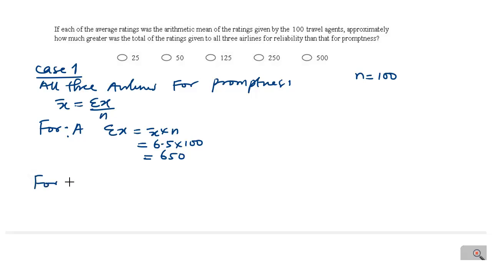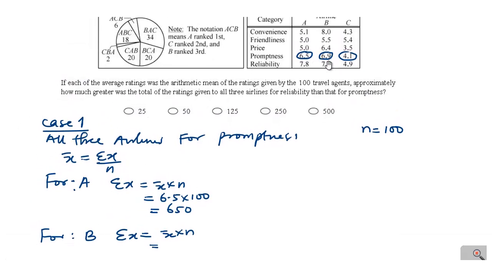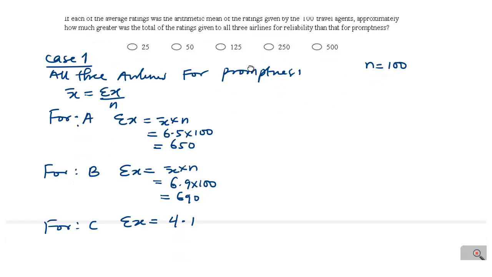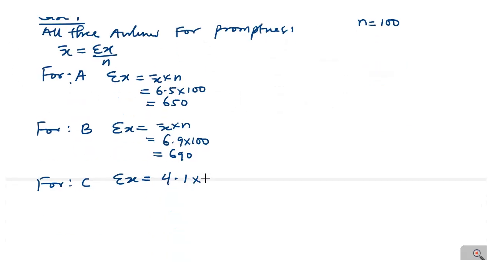Then for airline B, summation x is x bar times n, and in this case for airline B, what is the average for promptness given? That is 6.9. So that will give us 6.9 times 100, and that will give us 690. Then for airline C, the summation x, that's the total, the average there is 4.1, right, times 100, and that will give us 410.